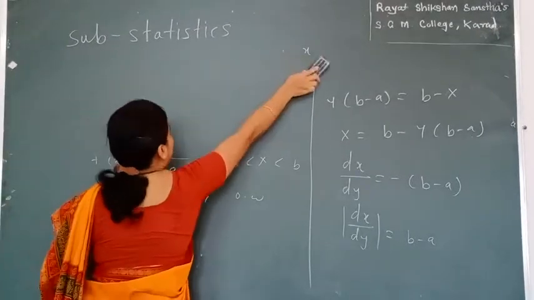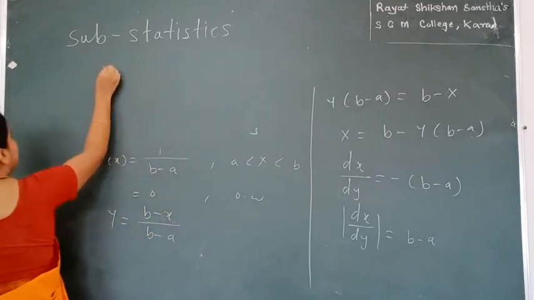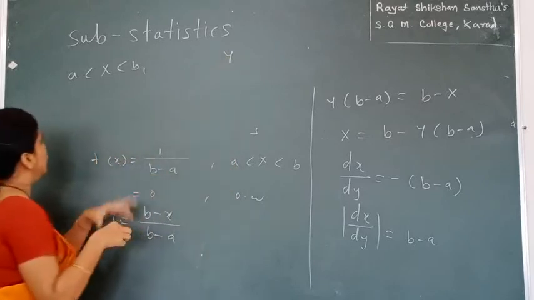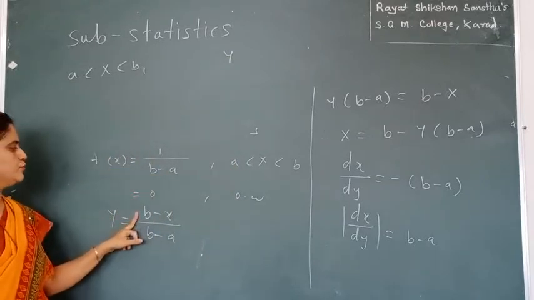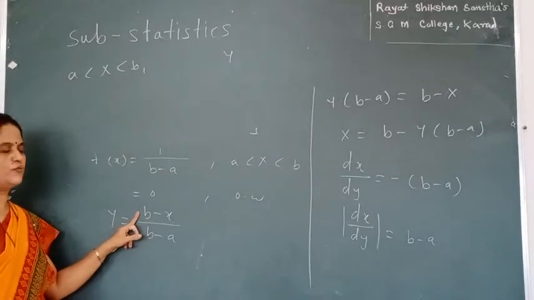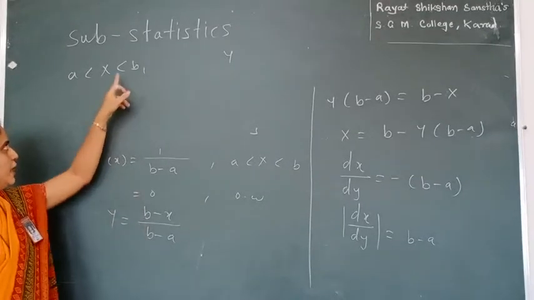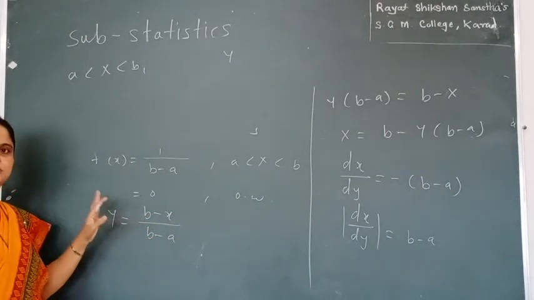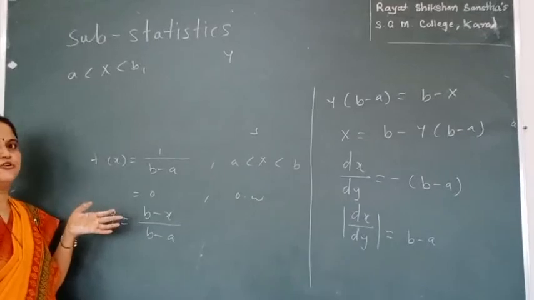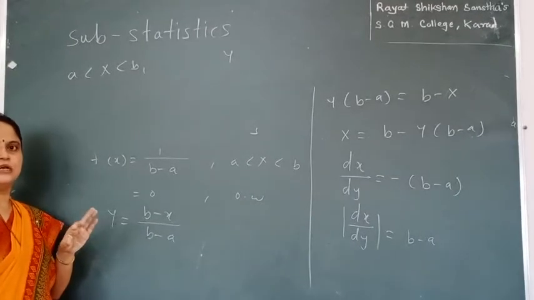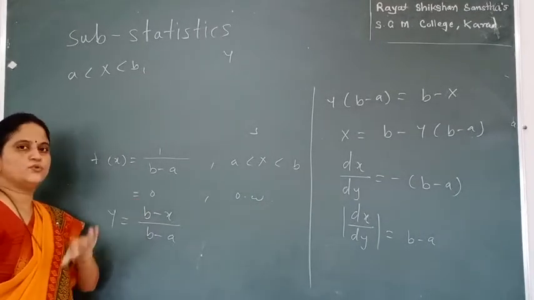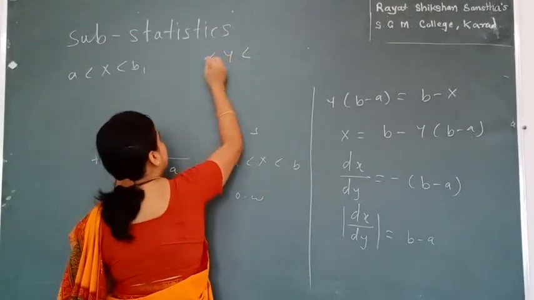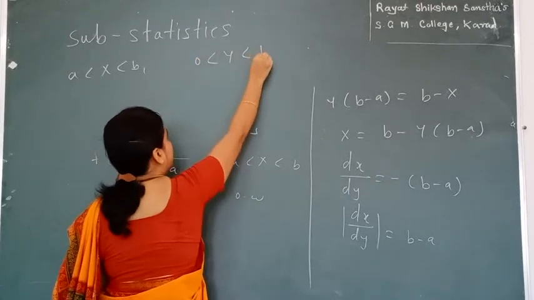Now we need to find the range. The range of x is a to b. Then what is the range of y? We can put the value of x as a over here. If I put x as a, we get the value of y as 1, and if I put x as b, we get b minus b divided by b minus a. That means it comes as 0. But the range is written from smallest to largest value, not from largest to smallest. So we can write the range not as 1 to 0, but as 0 to 1.